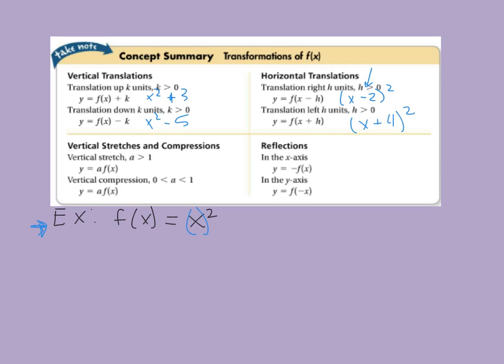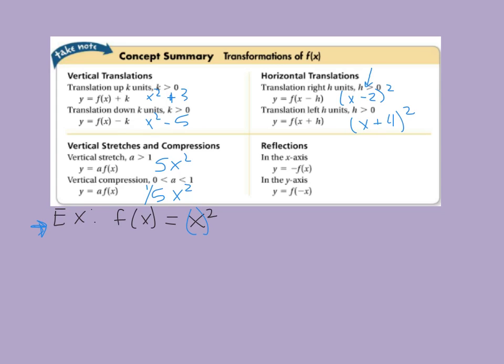Now, any number that's going to be multiplied on the outside of the equation, if it's larger than 1, so let's say if it said 5x squared, that's going to be a vertical stretch of 5 units. If it was 1/5, that's going to be a vertical compression. So anything less than 1 is a compression, and anything greater than 1 is going to be a stretch.